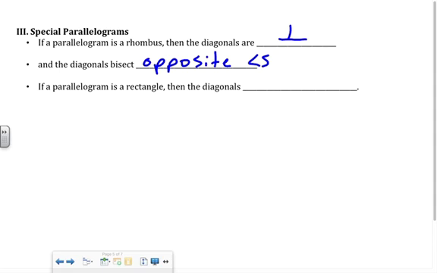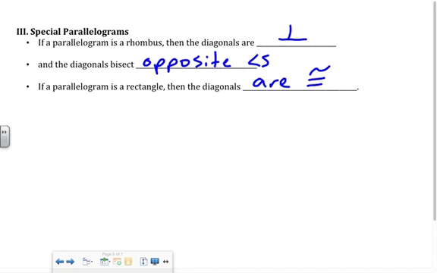If a parallelogram is a rectangle, then the diagonals are congruent. So what these properties allow for us is, if I know that something is a parallelogram and they tell me that the diagonals are congruent, I can use that to conclude that it's a rectangle. If I have a parallelogram and its diagonals are perpendicular, I can use that to conclude that that parallelogram is also a rhombus.